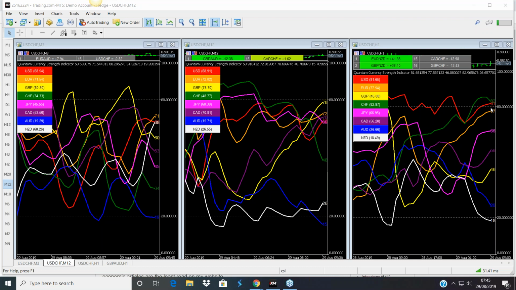There's been a decent move on Swiss franc. You can see the green line there diving quite strongly on the 12, and that's certainly been reflected in the faster time frames as well. So there's decent selling on Swiss franc right now, and it's just a question of picking which currency to counterbalance that with.